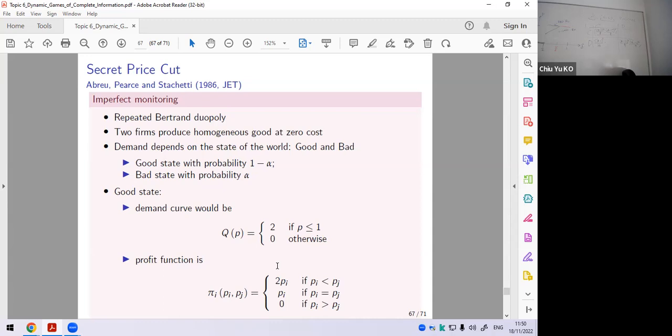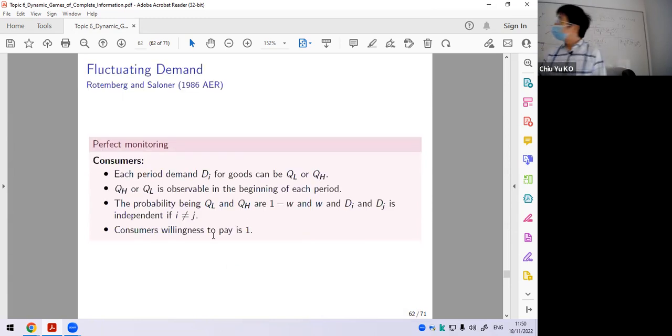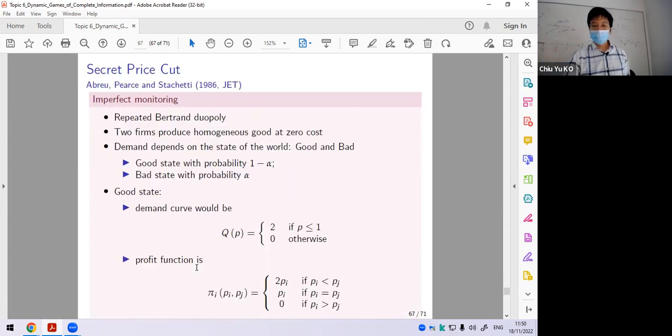Before, in the previous model, you observe the quantity at the beginning, so you know exactly the state of the world. This is the difference. Now you don't observe that.